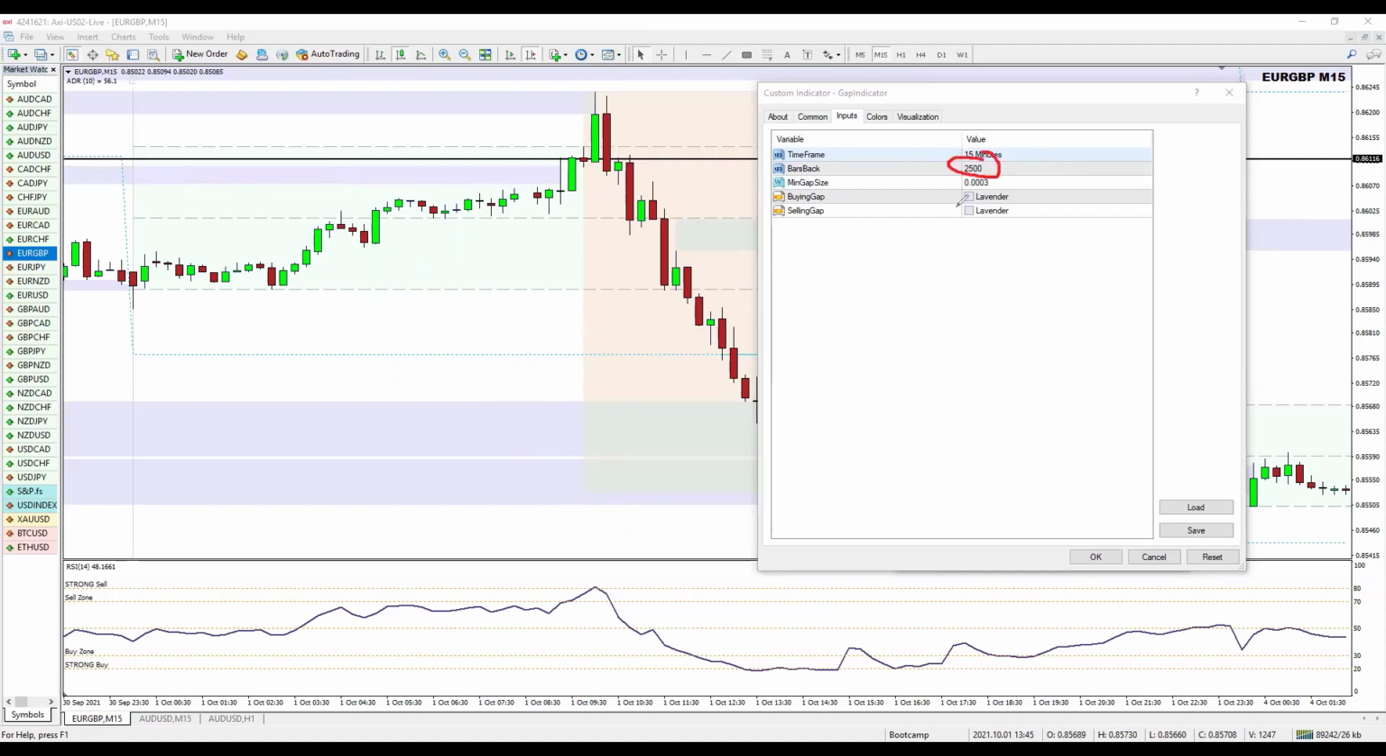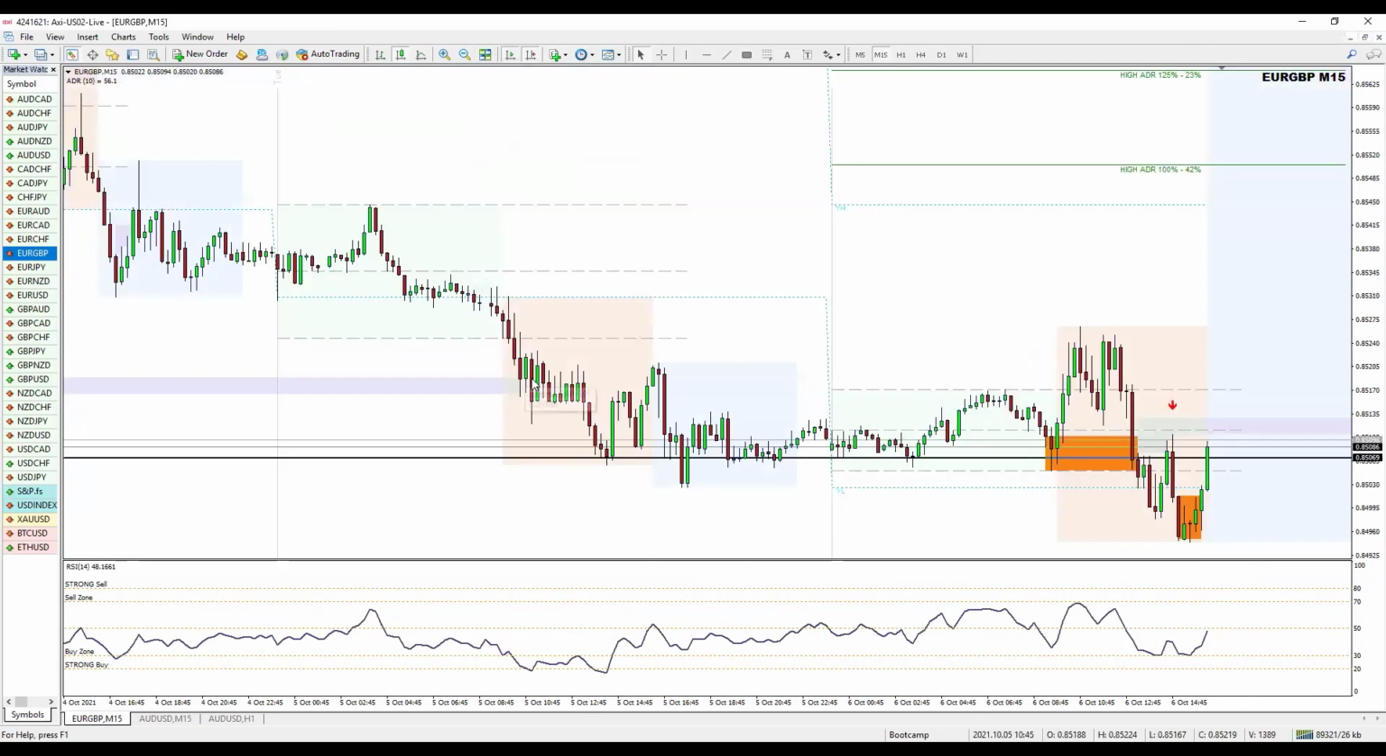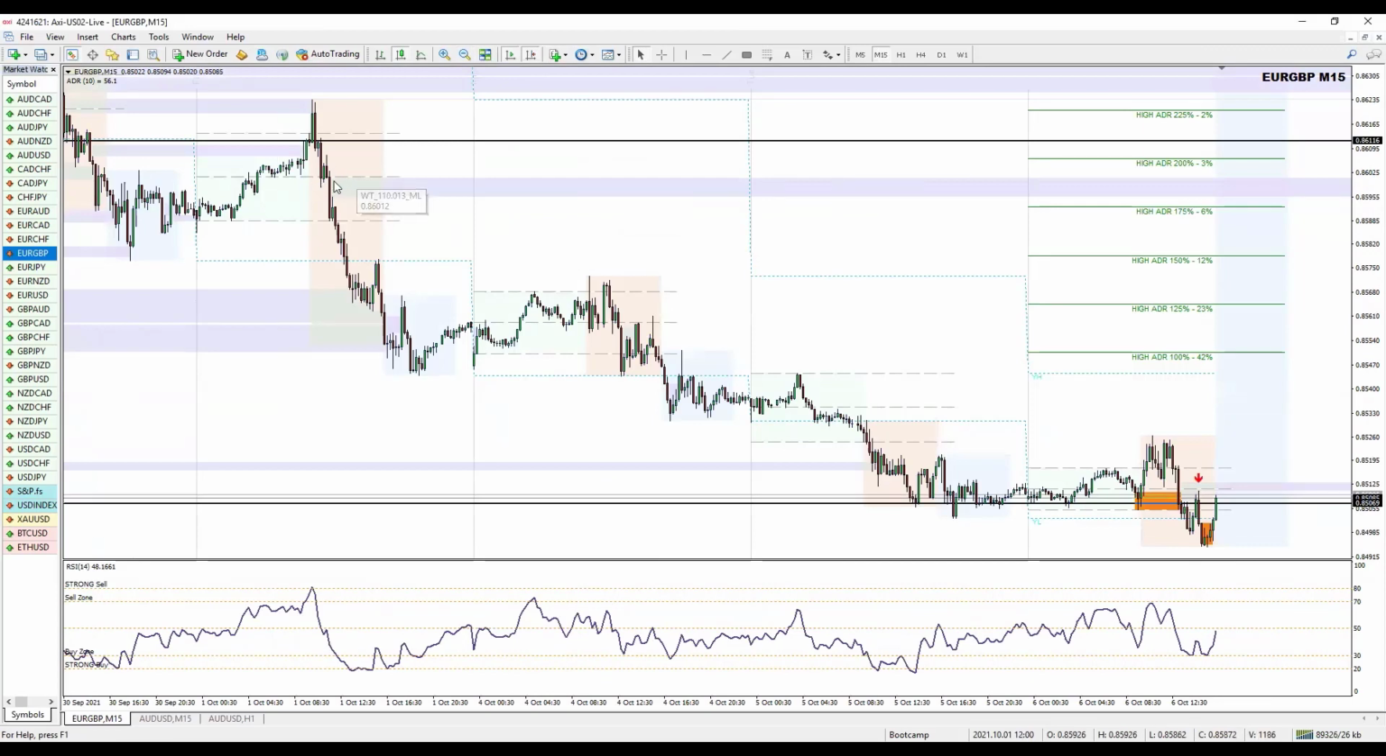So I like to look back 2,500 candles using the 15-minute time frame, and my minimum gap size I like is 3 pips. So I set that to 0.0003. I'm not quite sure why it's that. It's 3 pips basically. So what that does is it draws on the chart these gaps, so you can clearly see them identified on basically any time frame.